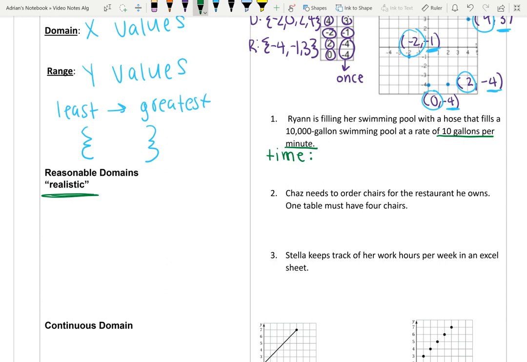So realistically, since we're dealing with time, we can't have negative values in our domain. We couldn't have like negative 10 minutes or something. So realistically, our domain value is going to have to be anything that's over 0. It's going to have to be a positive value. So because it has to be positive, we're going to write that x has to be greater than or equal to 0. Now it could be 0, and that would be like at the beginning if we weren't filling anything up at all, but we can't go into the negatives.